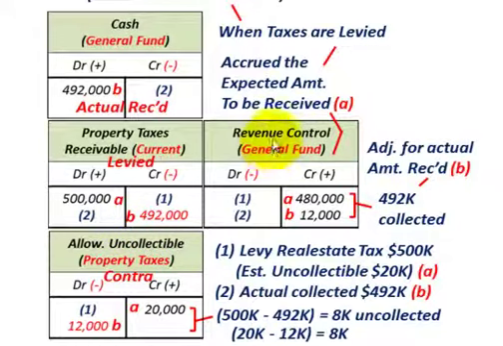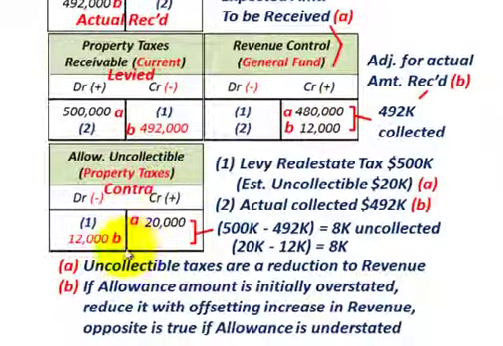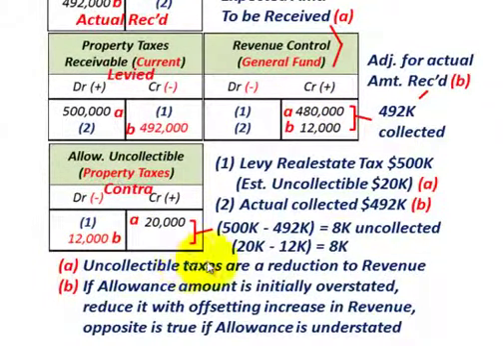And then moving over to our revenue account, it would be our revenue control, again for the general fund. We would credit that for $480,000. That's the expected amount; again, we can only accrue the expected amount to be received here, $480,000. We're going to levy $500,000. We're estimating that $20,000 of that $500,000 won't be collected, so we can only accrue $480,000 here.